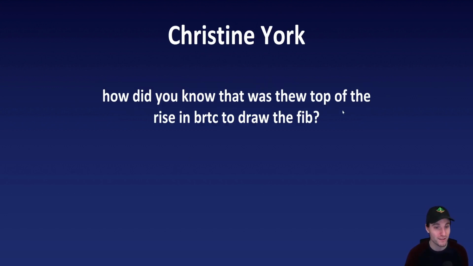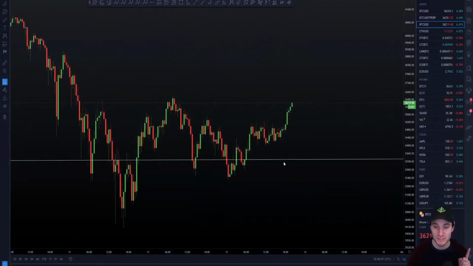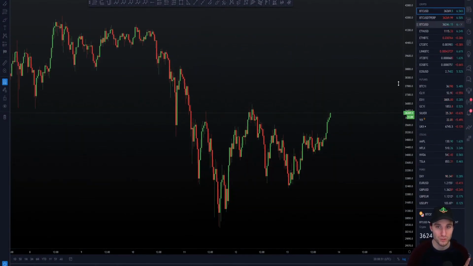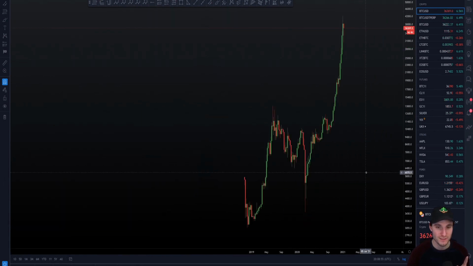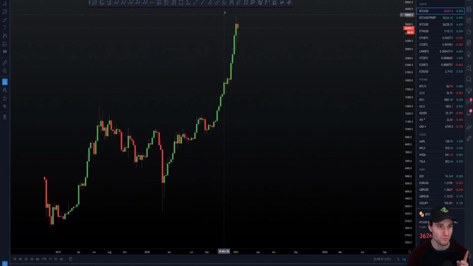How did you know that was the top of the rise in Bitcoin to draw the fib? So I didn't have to know where the high was on Bitcoin to draw this extension fib. Okay, because what you have to remember is this extension is working off pivots that are already in.